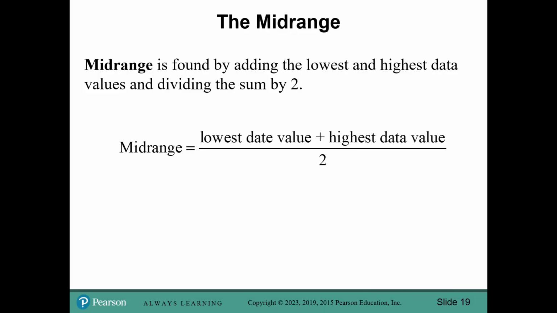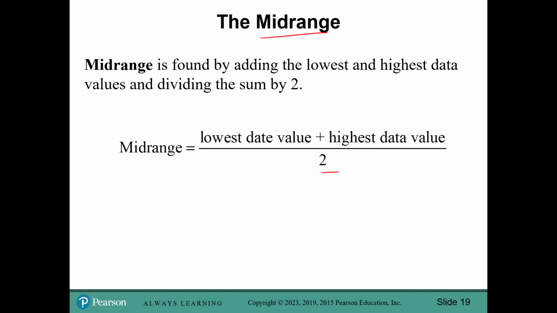All right. The mid-range is found by adding the lowest and highest data values and dividing the sum by 2. Right? So I lied to you. This is another way of finding central tendency. We just don't see it very often. But we take the lowest data value plus the highest data value and divide that by 2.